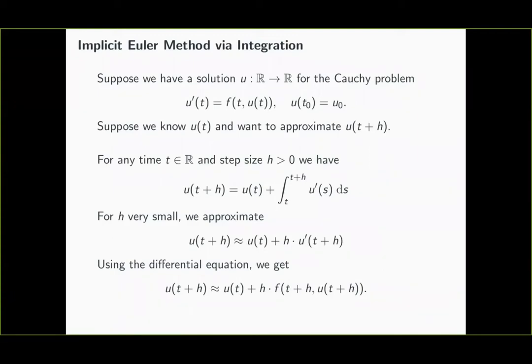And so we can say that this integral of u prime from t up to t plus h is roughly the same as h times u prime of t plus h. That's just an approximation. And so again, we get this approximation u of t plus h being roughly the same as u of t plus h times u prime at t plus h. And plugging in for u prime the right-hand side of the differential equation, we get this approximate relation that leads us to the implicit Euler method.